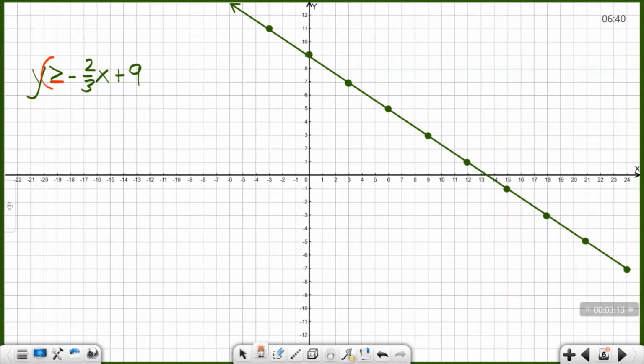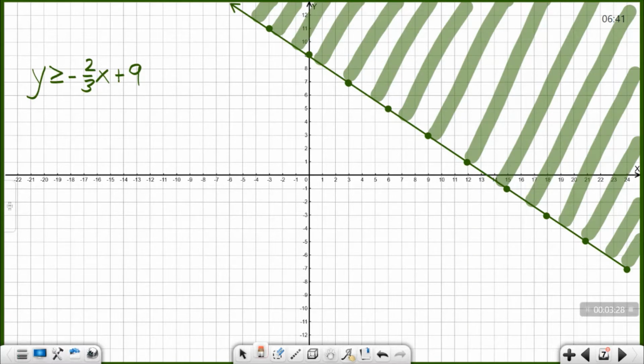And then I'm again going to use this symbol to determine which way I'm going to shade. You could test points on either side or examine the y-axis. Here, y is greater than my equation or greater than my line. So this point right here, going up is greater, up is greater, up is greater, and so on, making everything above my line what I'm going to shade.